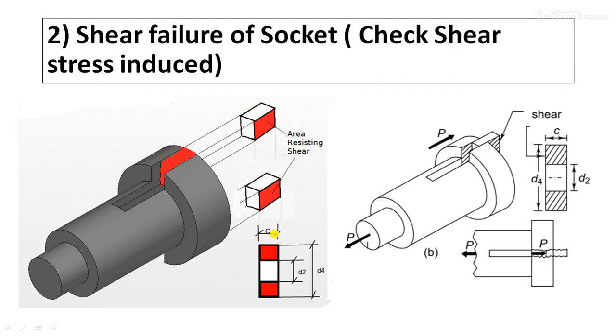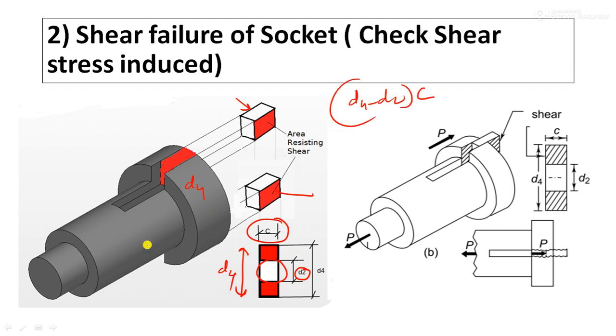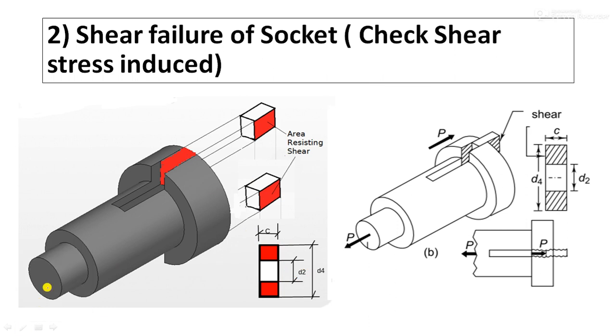Not only length c, this length c is multiplied with the total distance. What is this total distance? d4, the outer diameter of this socket collar, and the hollow portion inside is d2, which you have to subtract. What will be the area resisting the shear? Obviously there will be a double area, this side and the opposite side also. So the area resisting will be (d4 minus d2) into c. Understand the views: from the front view you get the area resisting the tensile failure, from the side view you get the area resisting the shear failure.